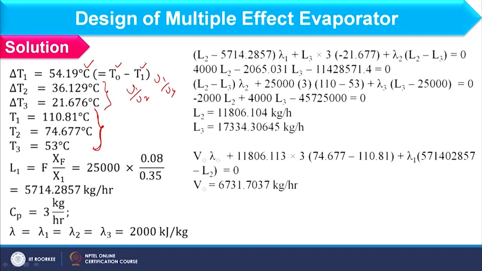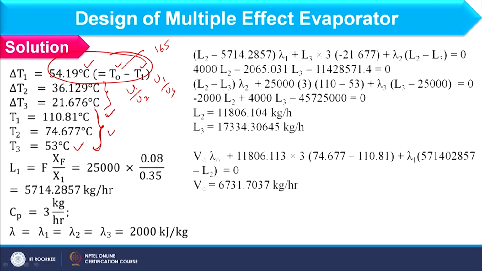So, T1 I can consider using this equation where T naught is available at 165. Considering this, T1 should come as 110.81, T2 74.677 degree Celsius, and T3 will be 53.